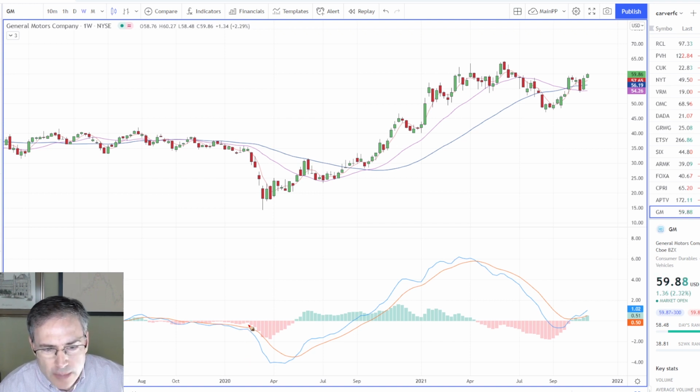What the histogram is telling us is the difference between, so this is the histogram here, these valleys and these mountains, and then we have a zero line going across here. It's not the difference between the 12 and the 26, because that's the slope of the blue line. We also have a 9 exponential moving average that's a moving average of the blue line, and the histogram is telling us the difference between those two lines.